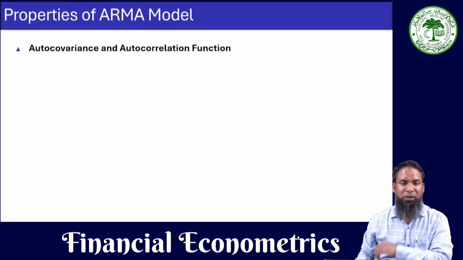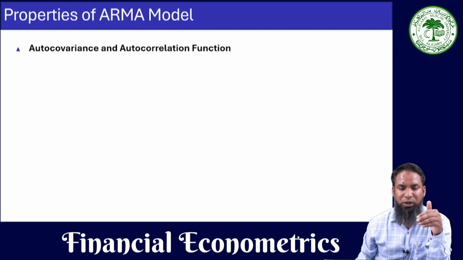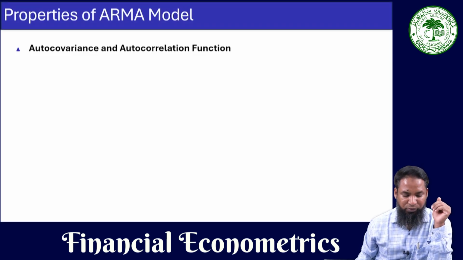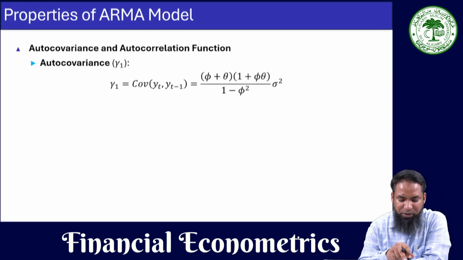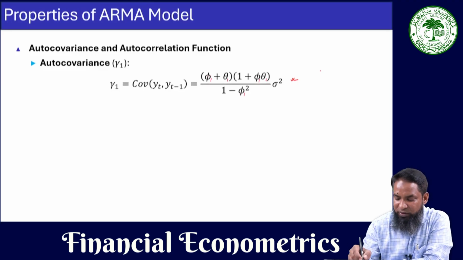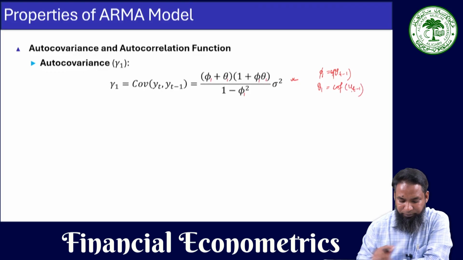Similarly, what is the autocovariance and autocorrelation function of the ARMA(1,1) model? The autocovariance gamma 1, that is basically the covariance between yt and yt minus 1, using the same process we get (phi 1 plus theta 1) times (1 plus phi 1 into theta 1) upon (1 minus phi 1 square). Here phi 1 is the coefficient of yt minus 1, and theta 1 is the coefficient of ut minus 1.